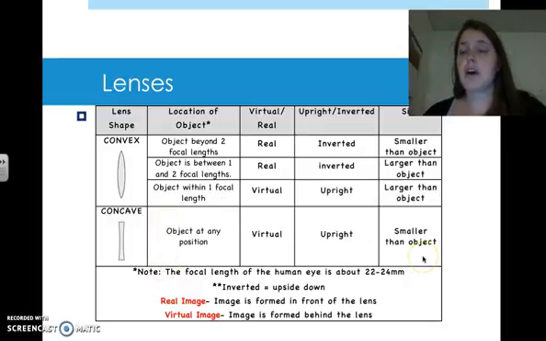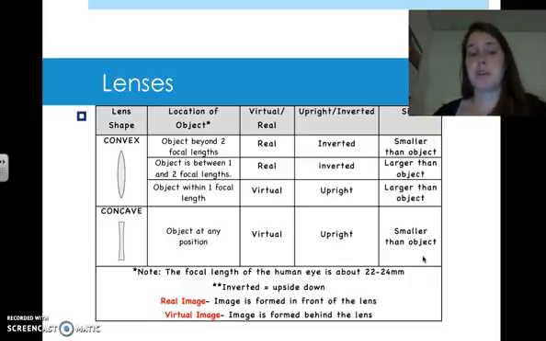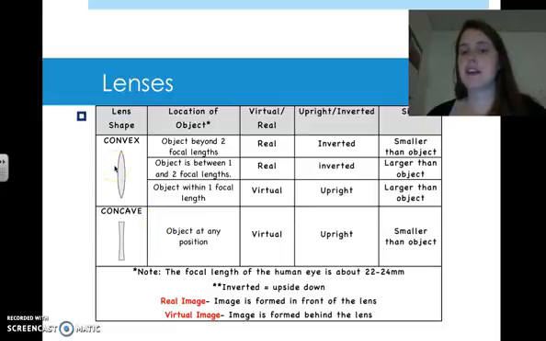So if we were, let's say, looking at something under a microscope, we might use the concave lens, a mixture of concave and convex, in order to get it to completely focus. Now, a couple of new words from here. Focal length is roughly 22 to 24 millimeters from the eye. So there are obviously a lot of focal lengths when you're looking at something.